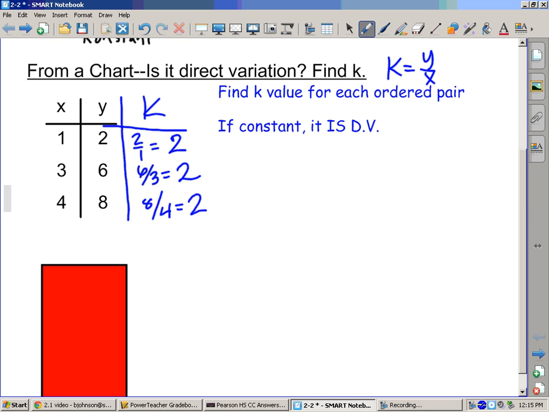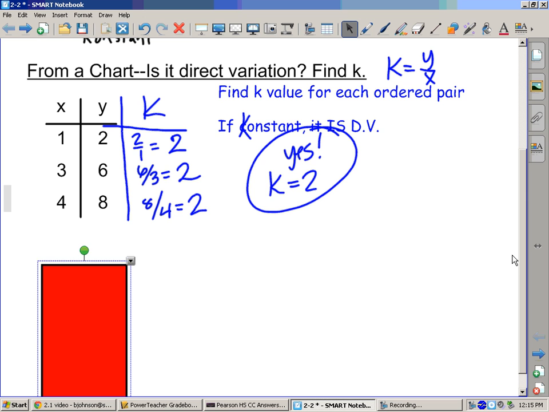It has to equal the same number every time, and that's why it's a constant of variation. Or maybe for Mrs. Kendro, we'll change that. Constant of variation. So that means my k value is 2. Yes, it is direct variation, and our k value is 2. Let's try another one.